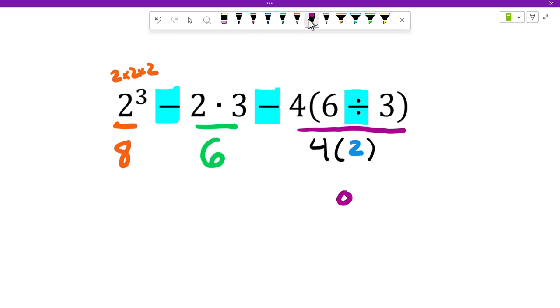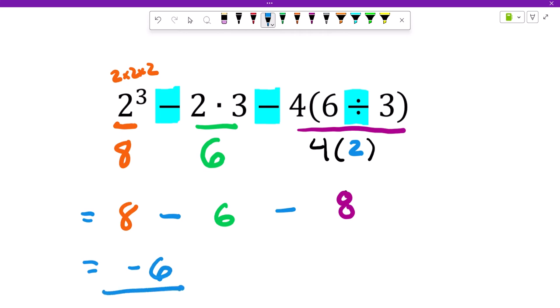So everything's down to a single number. We just bring everything down to the same level and make sure we bring the signs in between. So we have an 8 here. We have a 6 here. We have a minus sign and a minus sign. Put all the equals in. So 8 minus 6 is 2, and 2 minus 8 is minus 6. Guys, that is it. I definitely got that right.